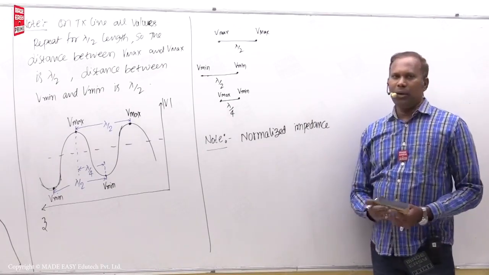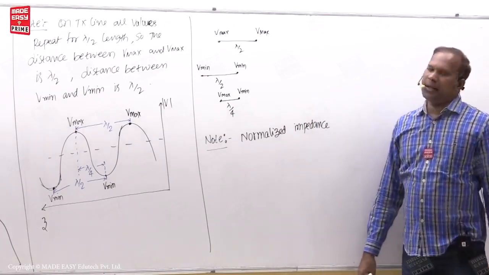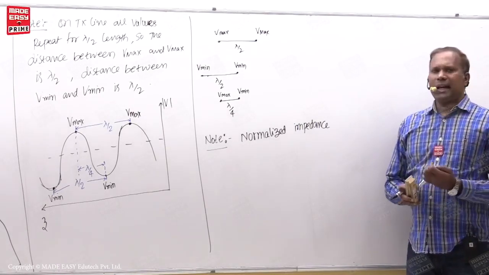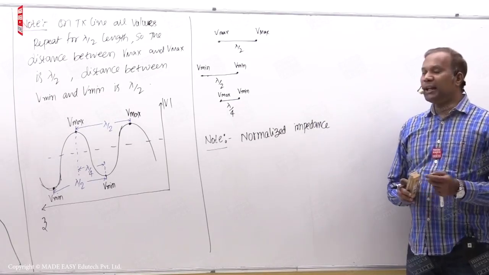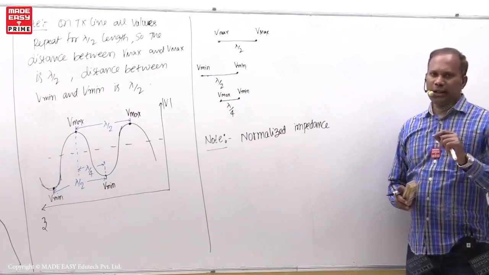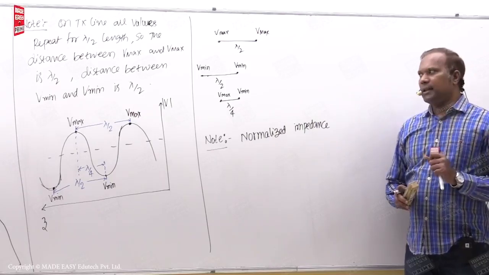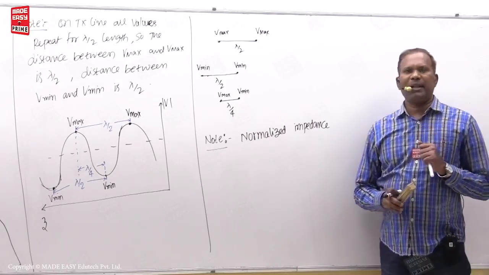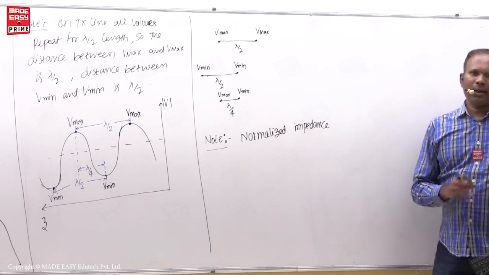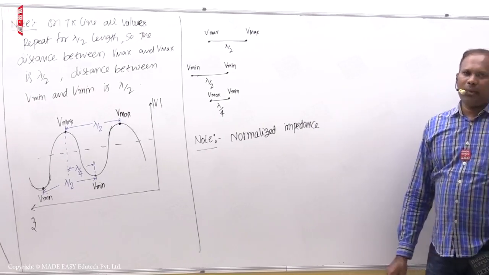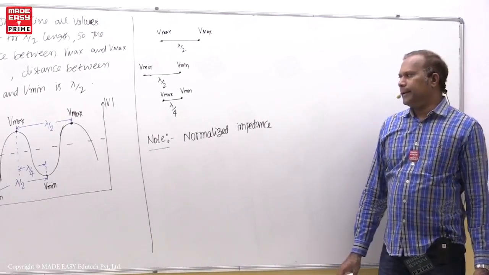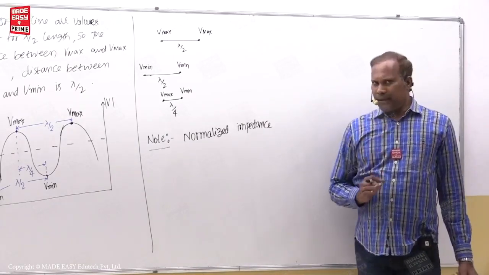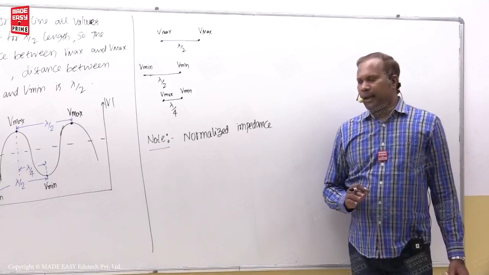Actually, I am explaining what is the meaning of normalization, dear students. In many subjects you read normalized concepts. Voltage by some other voltage, that ratio is called normalized voltage. Power divided by some other power is called normalized power. Current by some other current is called normalized current. Similarly, impedance divided by some other impedance is called normalized impedance.